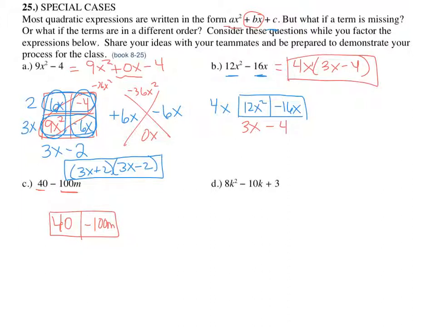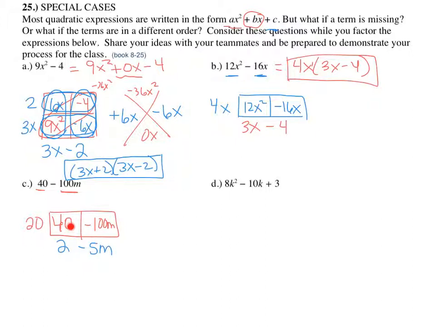Well, they're both divisible by 10. I know that because they end in 0. But if we go even larger, they're both even, which means they're divisible by 2 as well. So we can factor a 20 out. 20 times what gives me 40? The answer is 2. 20 times what gives me negative 100m? The answer is negative 5m.